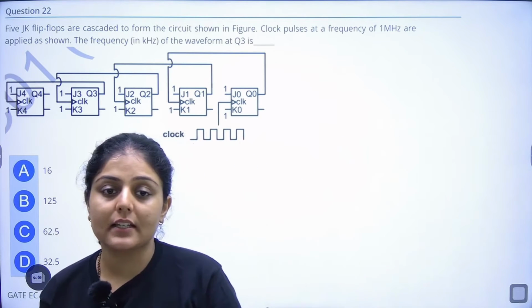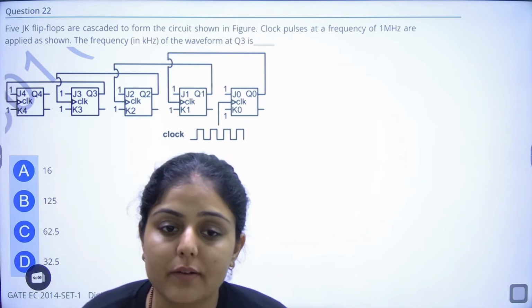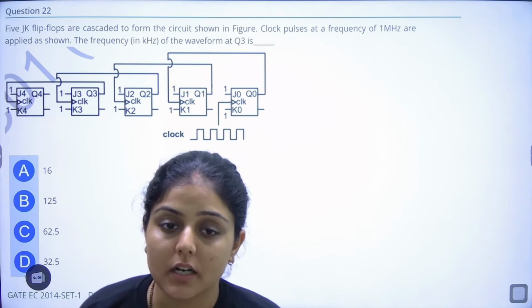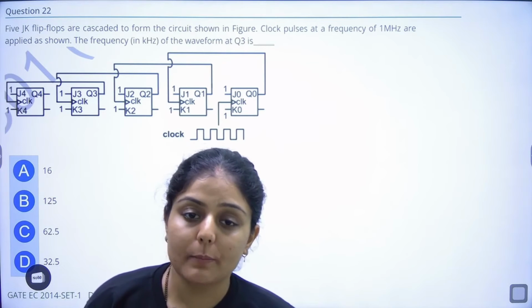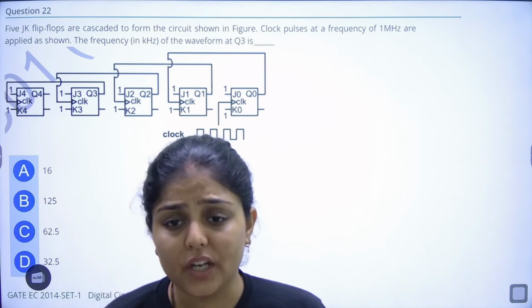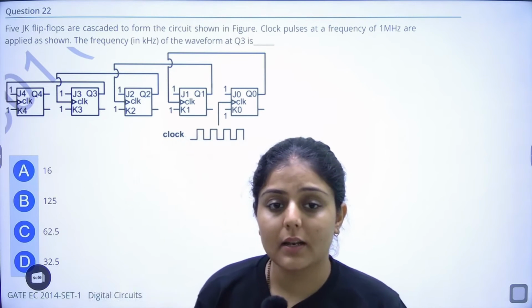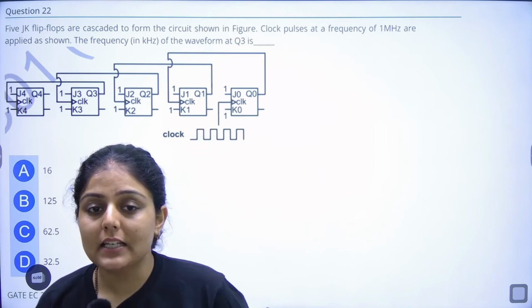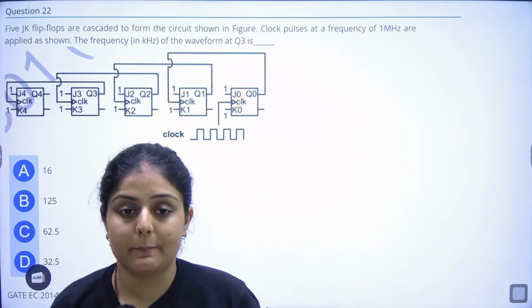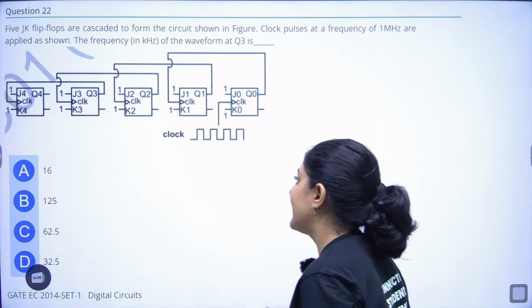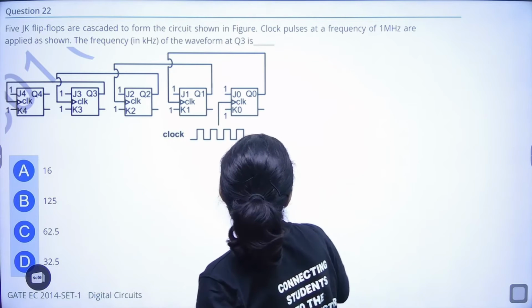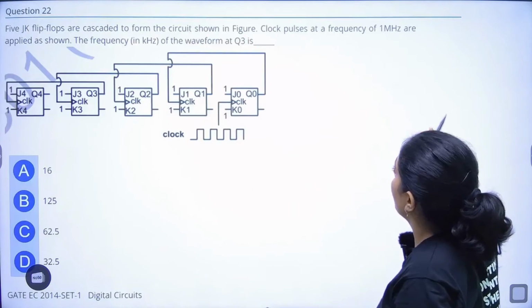The next question says that 5 JK flip-flops are cascaded to form the circuit shown in the figure. Clock pulses at a frequency of 1 megahertz are applied as shown. The frequency in kilohertz of waveform Q3 is... They are asking you to find the frequency. The total frequency is given as 1 megahertz.